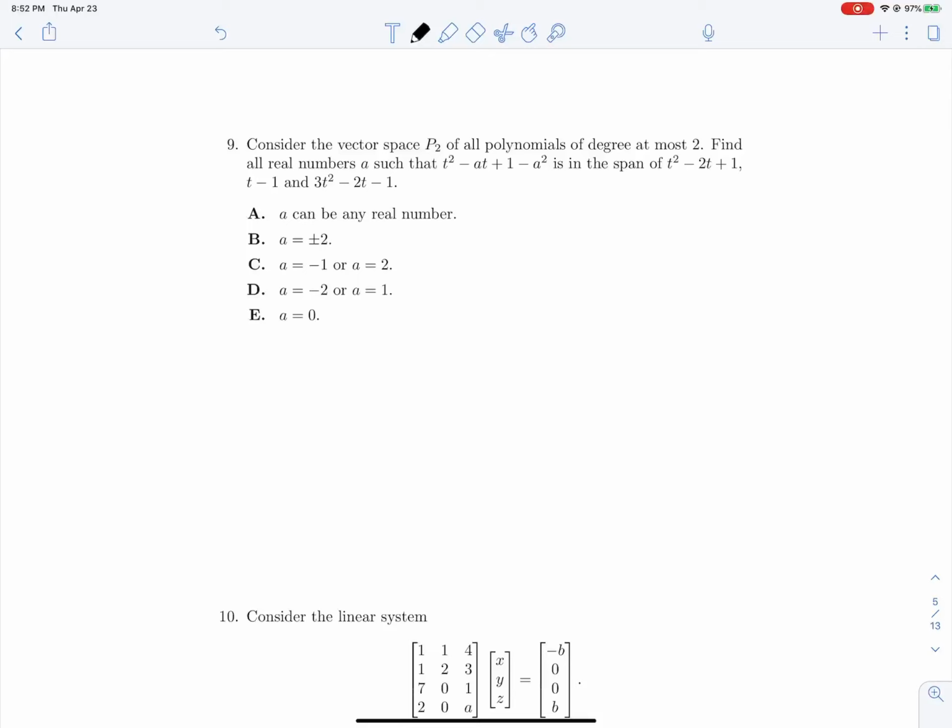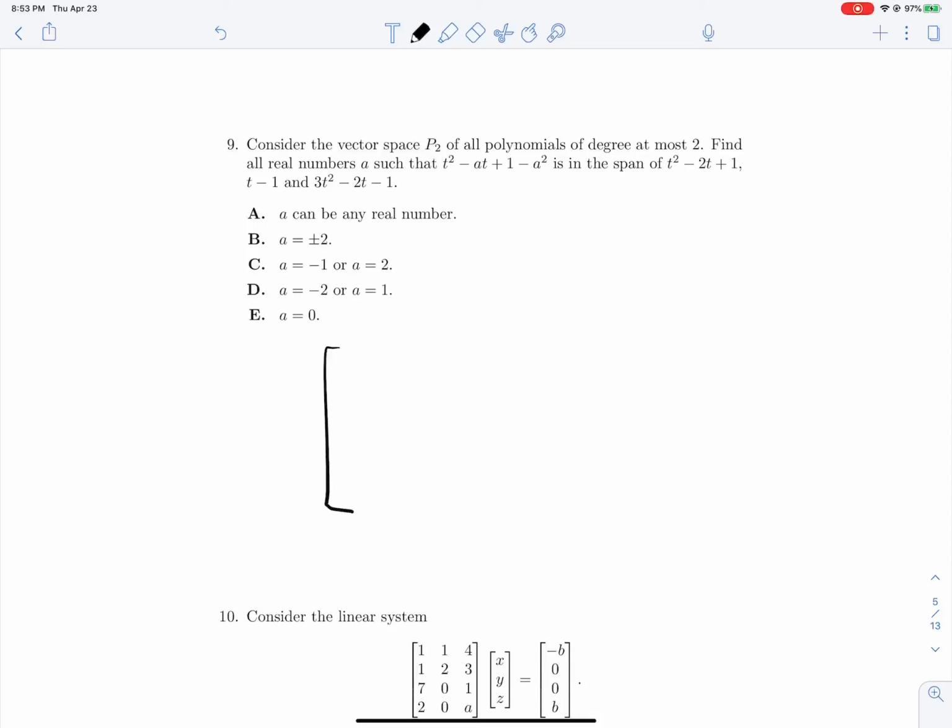9. Let's consider the vector space P2 of all polynomials of degree at most 2. Let's find all real numbers A such that t squared minus at plus 1 minus a squared is in the span of these 3 other vectors. So I'll be making an augmented matrix with expressions of these vectors in these terms. So we'll have a t squared component, a t component, and a constant component. So this vector, for example, would become 1, negative 2, 1.